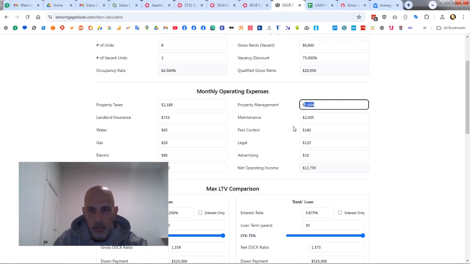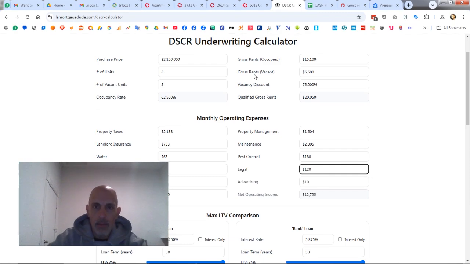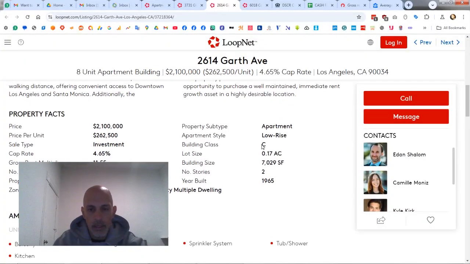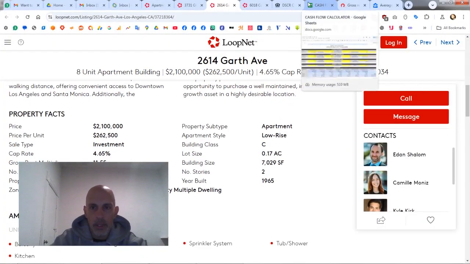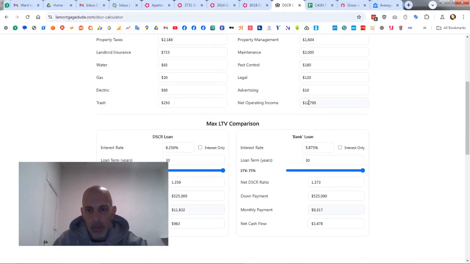Let's say we do 10% of rents for property management, maintenance, 10% right there of qualified gross rents. This is 8%, sorry. Pest control seems fair. Legal, maybe. Let's see. What class building is this? This is a Class C building, so you probably got a lot of evictions. Advertising, maybe. So we're going to leave all that the same and say that your NOI is $12,800 roughly.